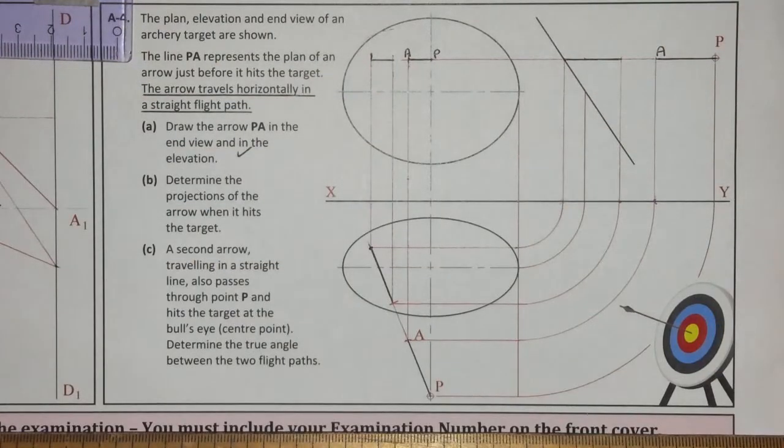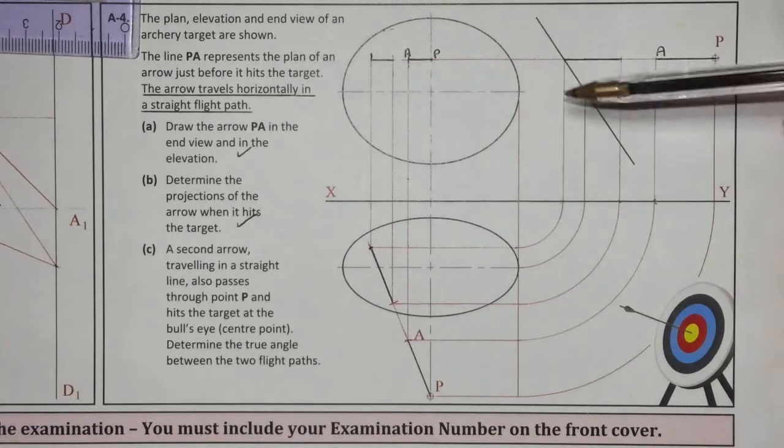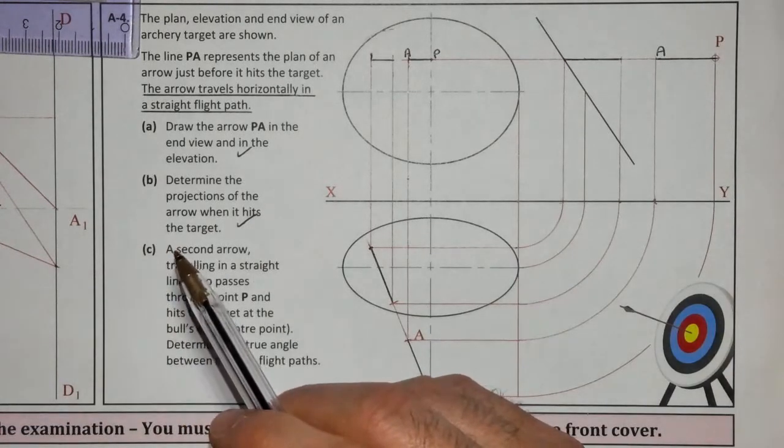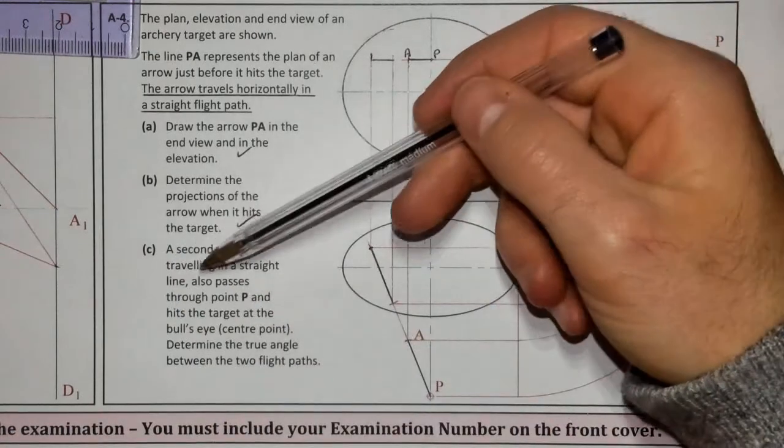Okay, so there we have part B done. That one wasn't actually too bad either, pretty similar. It was just a case of understanding where the actual entrance point was. Now the last part, it says a second arrow travelling in a straight line.